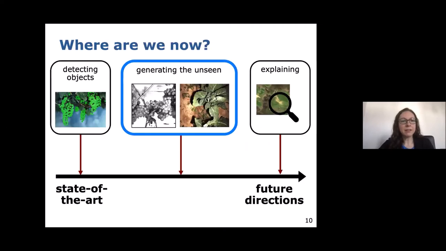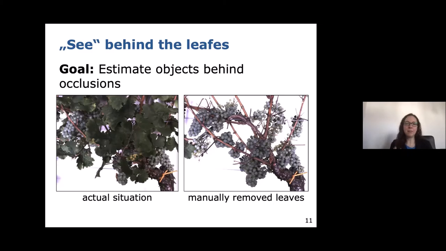And in the next part of my talk, I want to show you something about generating the unseen. As I said before, the number and the size of berries is a good indicator for yield. But as you can see here, this is the actual situation. We have a lot of leaves in the image, and so the berries are covered by leaves, and therefore they cannot be counted. And this is a problem. So we started to work on a method to estimate what is most probably behind the leaves. And as a side note, we are not aiming at actually estimating the reference behind the leaves, because this is not possible. We just want to know what is most likely behind leaves.